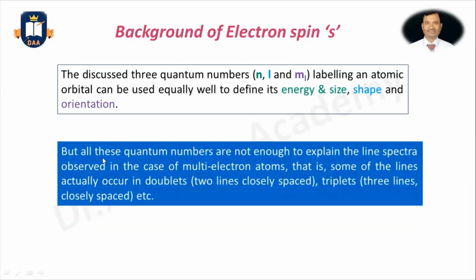But all these quantum numbers are not enough to explain the line spectra observed. This is the experimental finding in the case of multi-electron atoms, that some of the lines actually occur in doublets, that means 2 lines closely spaced, and triplets, that means 3 lines closely spaced. And this doublet and triplet cannot be explained by only these 3 quantum numbers, n, l, and ml.